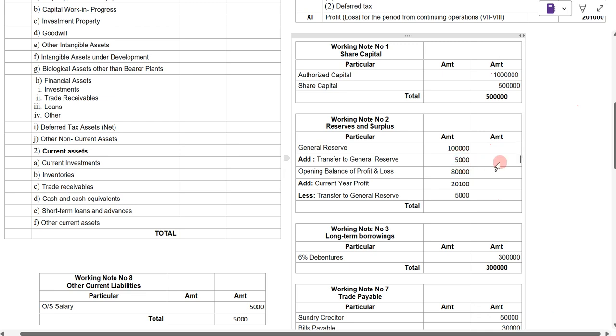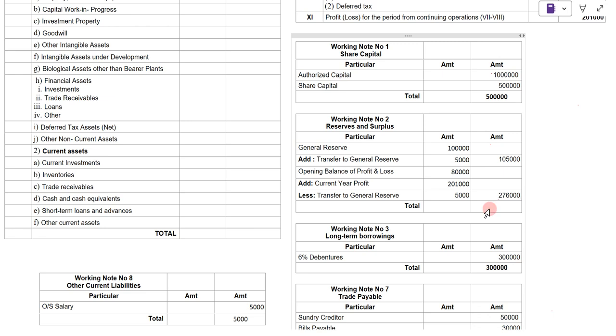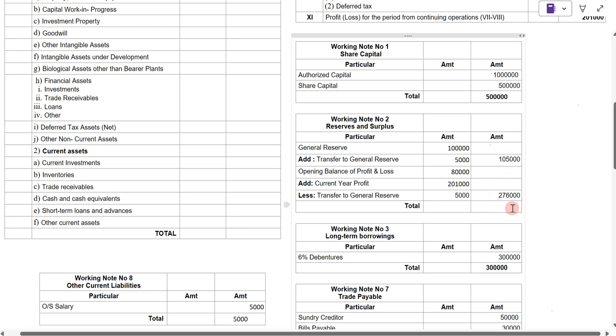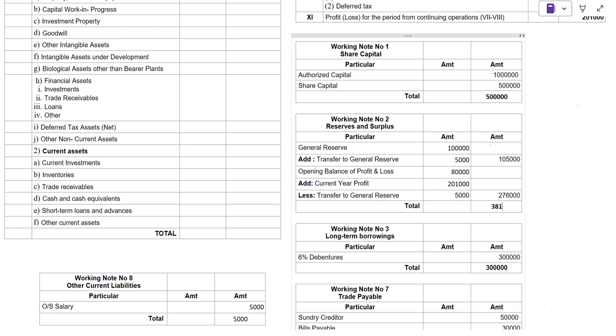So we get 1,05,000. Then 80,000 plus 2,01,000 minus 5,000. The remaining balance is 2,76,000. Okay, now add this and close the working note number 2. So total we will get 3,81,000.